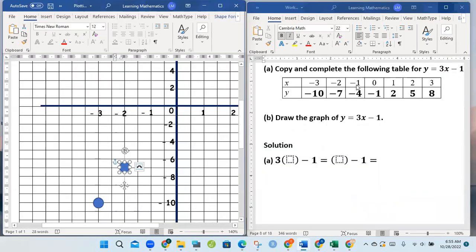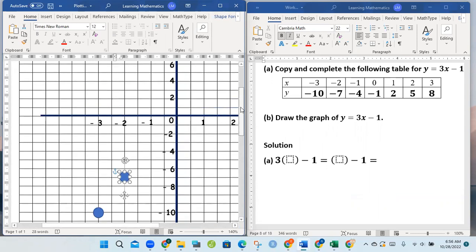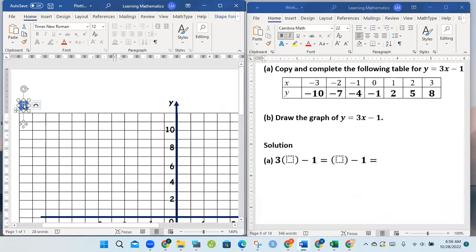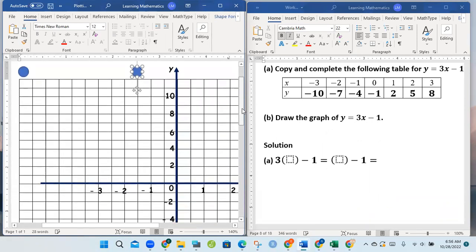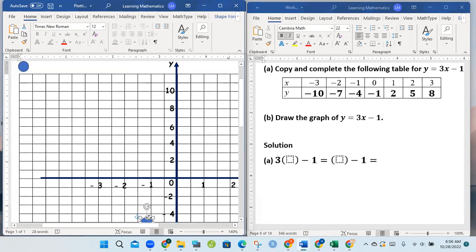The next point is -1 on the X and -4 on the Y. -1 on the X, go to our supply of points. And let's get -1 on the X. Here's -1 right there. And we have to come down to -4 on the Y, which brings us right here.